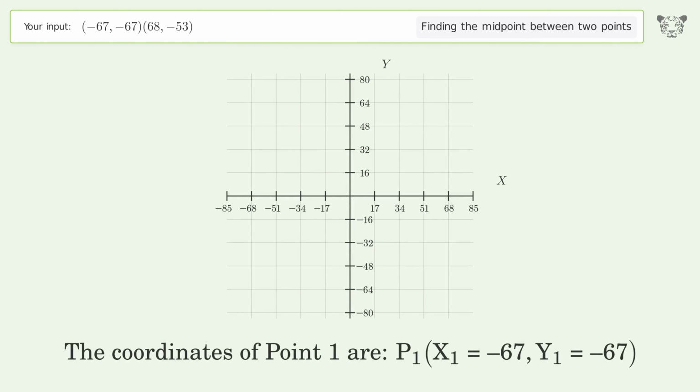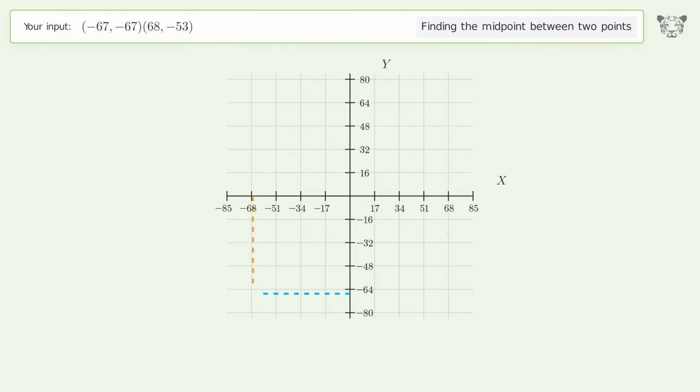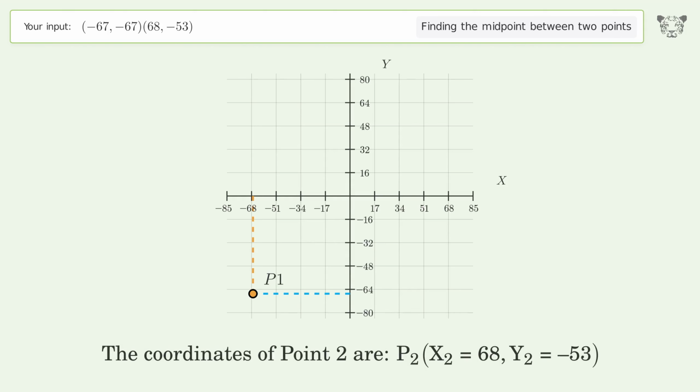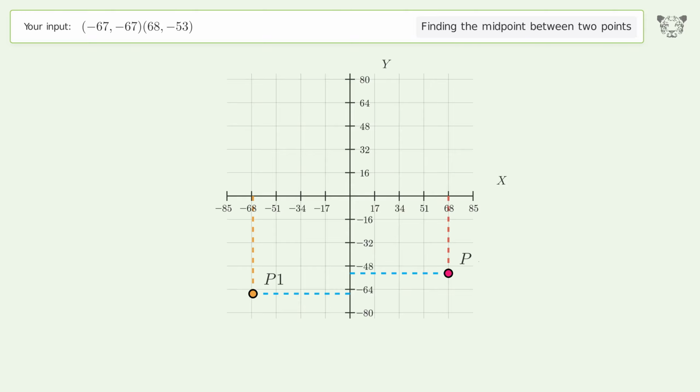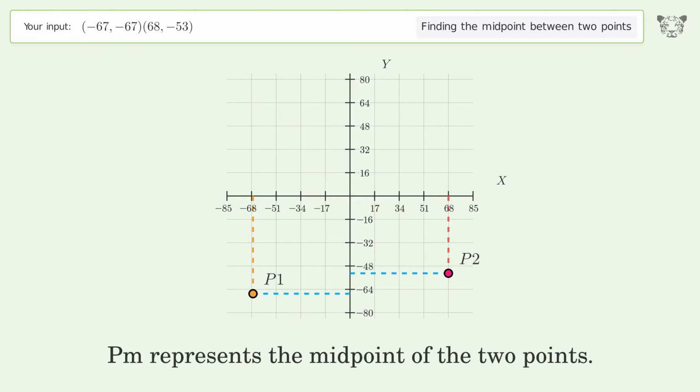The coordinates of point 1 are x1 equals -67, y1 equals -67. The coordinates of point 2 are x2 equals 68, y2 equals -53. PM represents the midpoint of the 2 points.